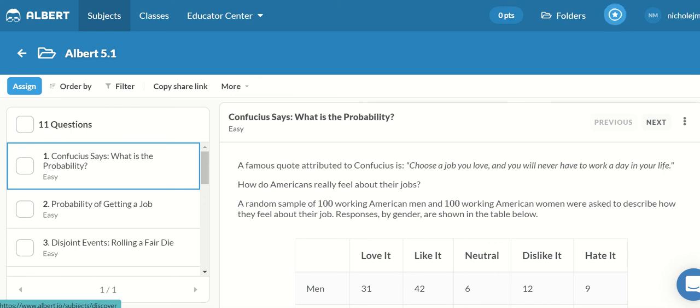Hey guys, in this tutorial, we're going to take a look at the 11 problems that are within the Albert 5.1 assignment. So let's get started and look at number one.